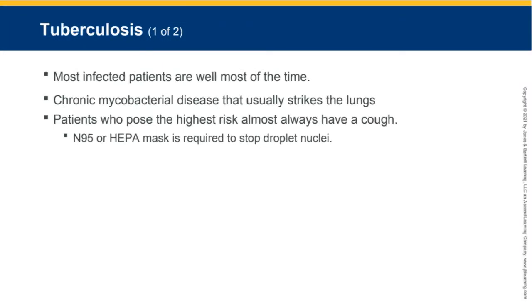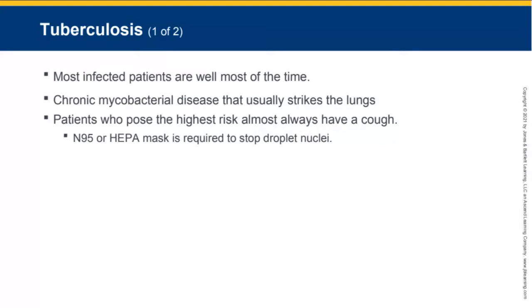Tuberculosis. Most infected patients are well most of the time. It is a chronic mycobacterial disease that usually strikes the lungs. The disease that occurs shortly after the infection is known as primary tuberculosis. But reactive tuberculosis is common and can be much more difficult to treat. So subsequent infections can be much more difficult to treat.